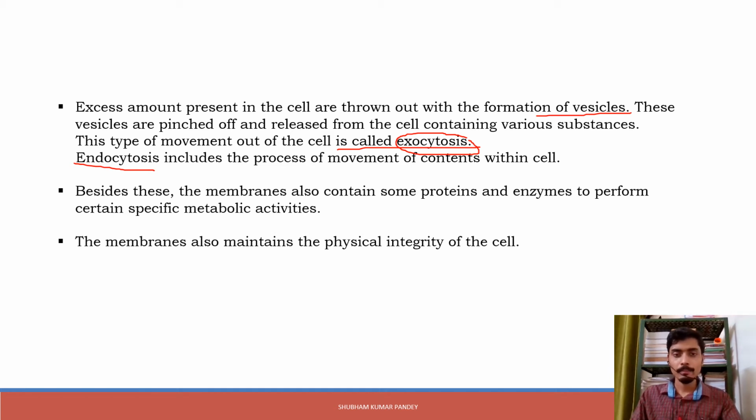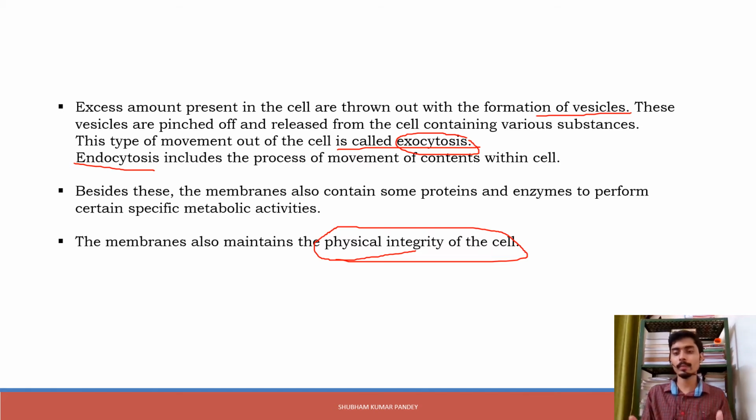Besides these, the membranes also contain some proteins and enzymes to perform certain specific metabolic activities. The plasma membrane contains different types of carrier proteins and enzymatic proteins, which help in the various functions performed by the cell. The membrane also maintains the physical integrity of the cell, because the definite shape of a cell is given by the membrane only. If the membrane were not present, the cell cytoplasm would move here and there.